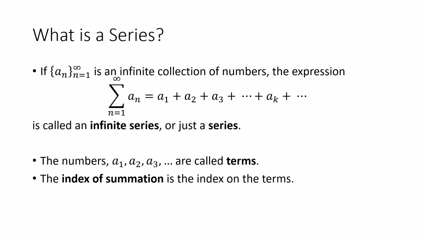What is a series? If the sequence a sub n from n equal 1 to infinity is an infinite collection of numbers, the expression sigma from n equal 1 to infinity of a sub n equal to a sub 1 plus a sub 2 plus a sub 3 and so on is called an infinite series or just a series. The numbers a sub 1, a sub 2, a sub 3, and so on are called terms. The index of summation is the index on the terms.